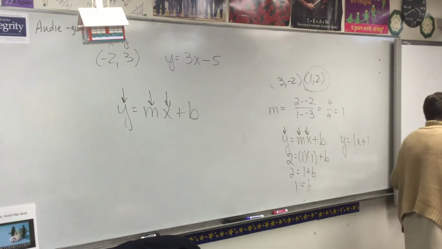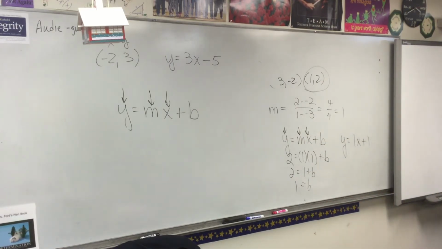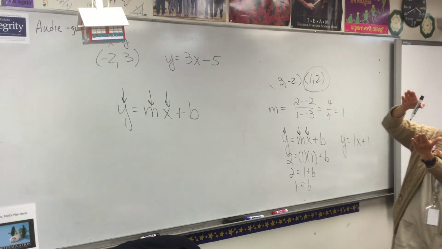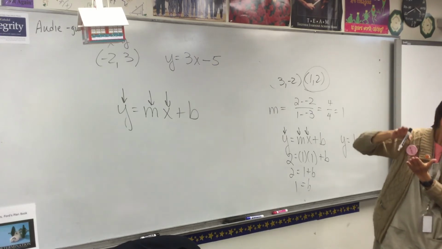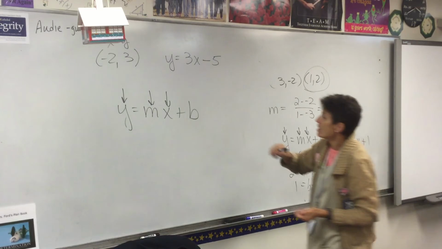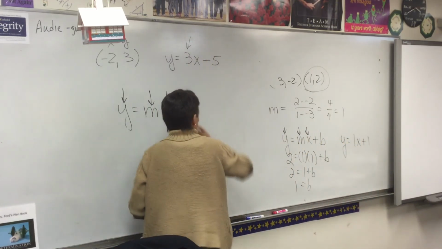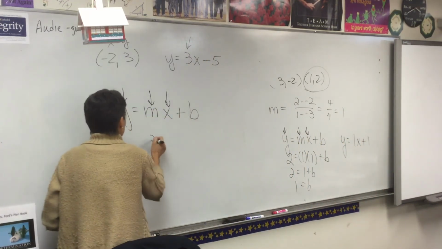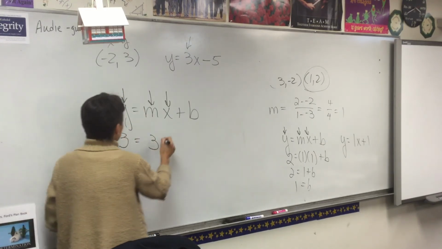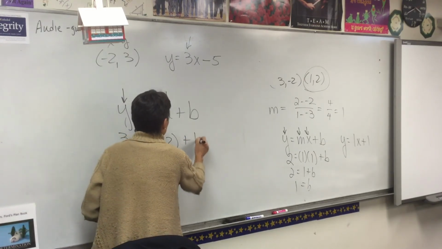Why do I know the slope is 3? Because the lines are parallel. And if you just think about what parallel lines look like, guys, don't they have the same slope? Isn't their slant the same? So if we know the slope of this one is 3, then the slope of this one's going to be 3. And we'll plug in our y and our x.